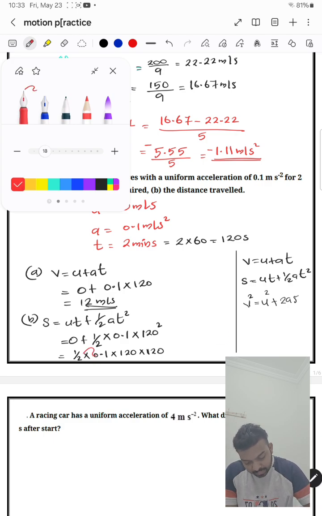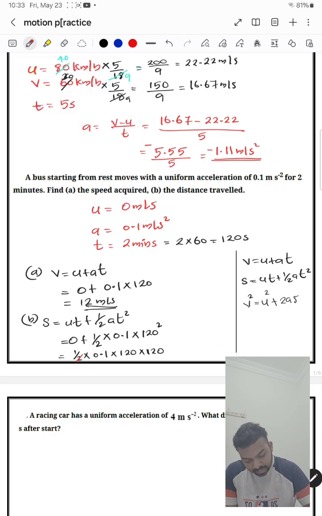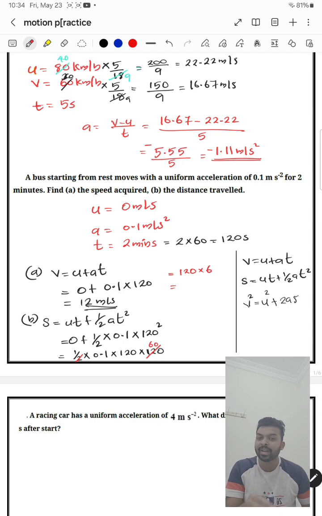Now some cancellation happens. This is half and this is 120, so you can cancel and it becomes 60. And 0.1 into 60 will be 6. So you can simply write it as 120 into 6, because 0.1 into 60 will be 6 itself. Now it is just a matter of 120 into 6. That is the use of writing all the steps again and again. So what is it? 120 into 6, so 12 into 6.